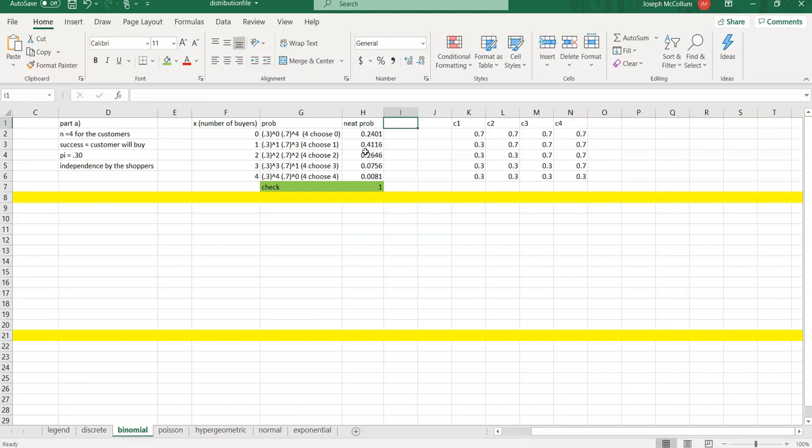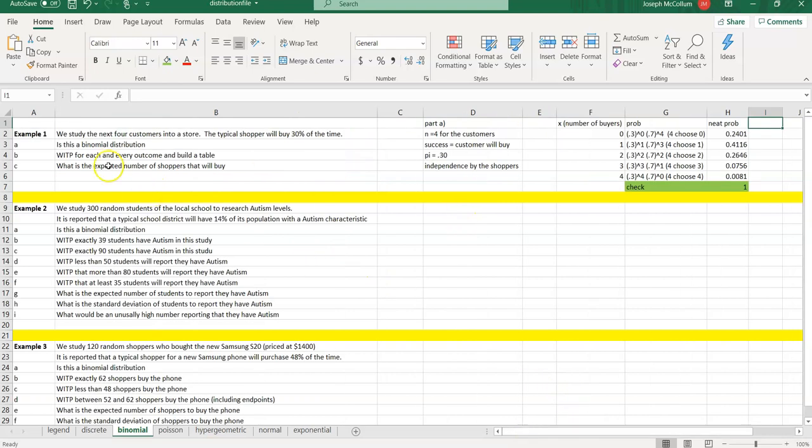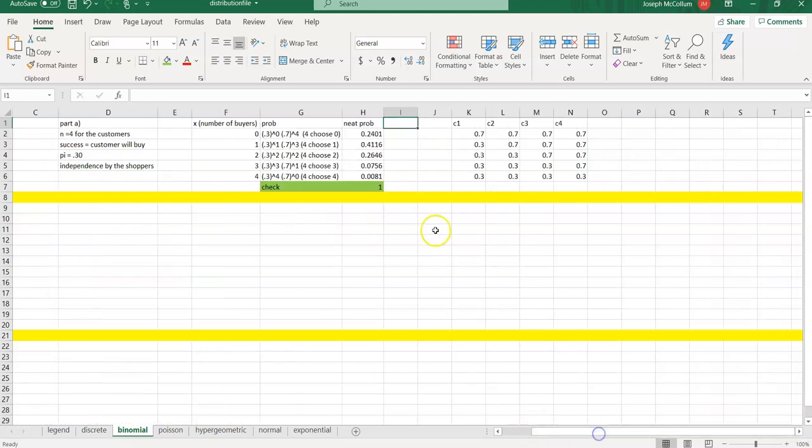Now, of course, once you have the distribution, you can come up with the next question that I asked you to do. Part C, what is the expected number of shoppers? So what is the expected number? I see 4 customers come in. What's the expected? Another group of 4, another group of 4. What's expected in a group of 4 to buy?